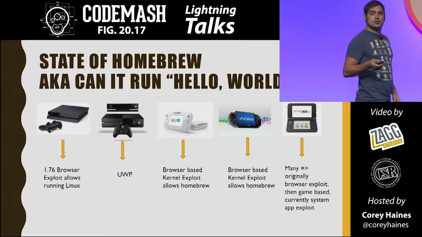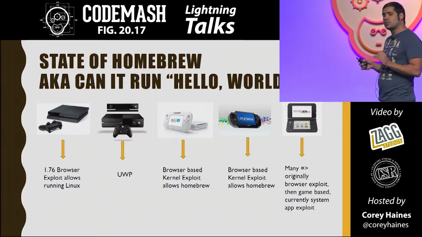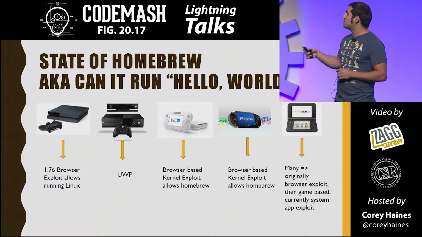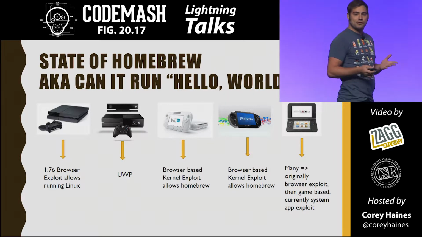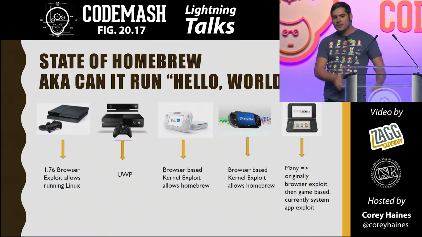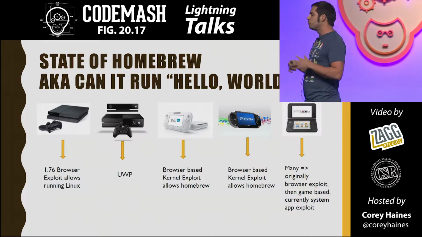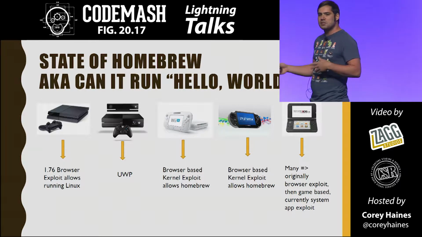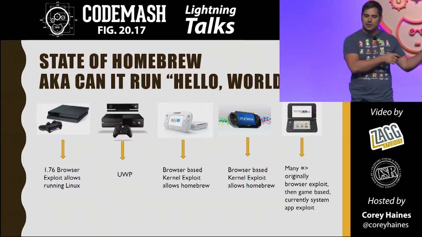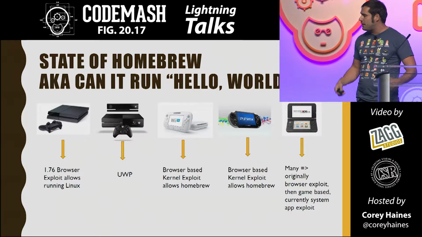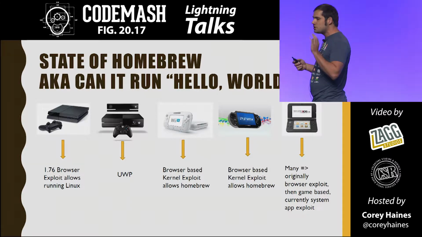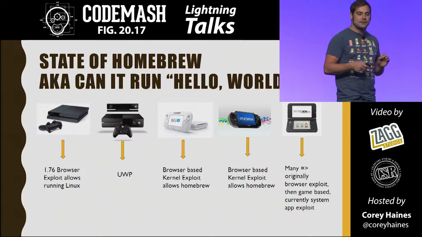So if you look at the state of Homebrew today, AKA, can a device run Hello World, unsigned code on the device? There are various different ways to do this on some of the popular platforms. For example, your PlayStation 4 can do this through a firmware 1.76 browser exploit. No longer good. Xbox One, Microsoft decided to be really awesome and release the Universal Windows Platform. Simply write Hello World, deploy it to your Xbox, deploy it to your HoloLens, deploy it to your Windows machine, doesn't matter. It's going to run. If you look at Wii U, they've got a browser-based exploit. PlayStation Vita, browser-based exploit. Nintendo 3DS, originally browser-based exploit, and now we're looking at stuff that focuses on the system firmware itself.